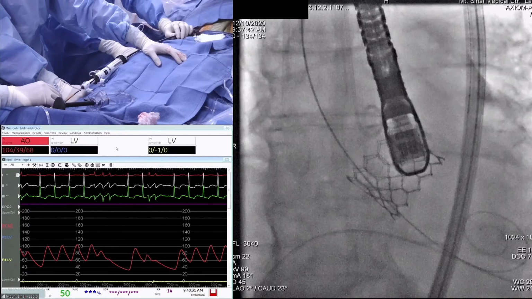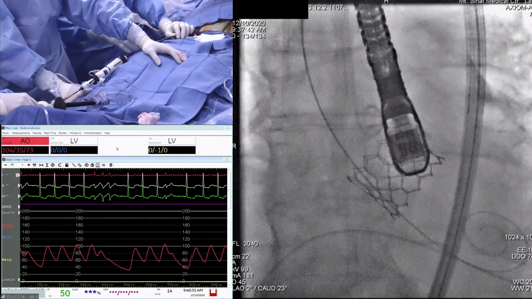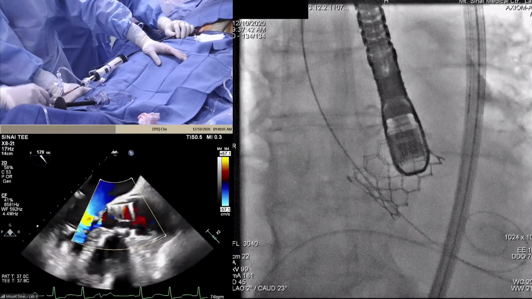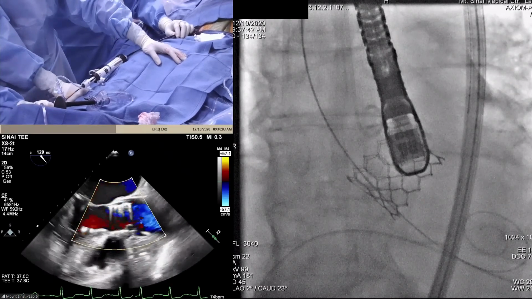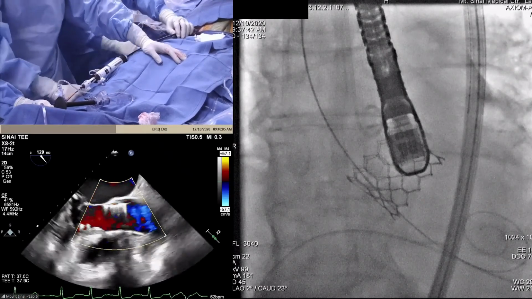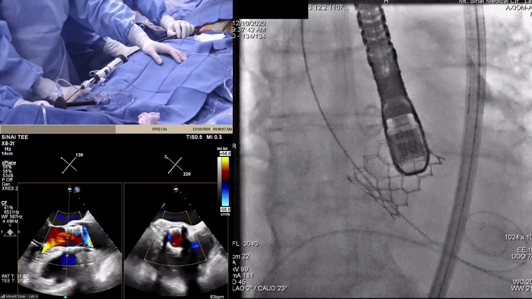Now we get the echo. Now we can take the pigtail out and put the echo below, please. There's something hemodynamic here. At 2 cc. There's some paravalvular leak, I see. Yes, there is.